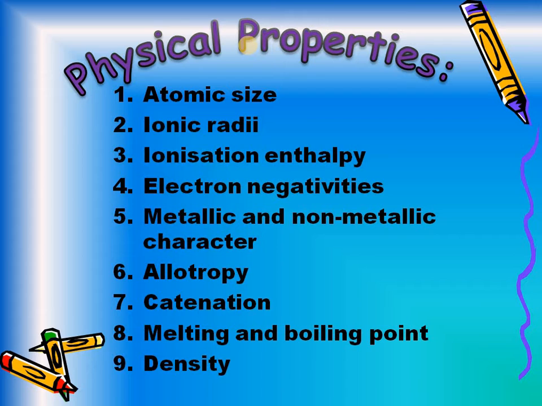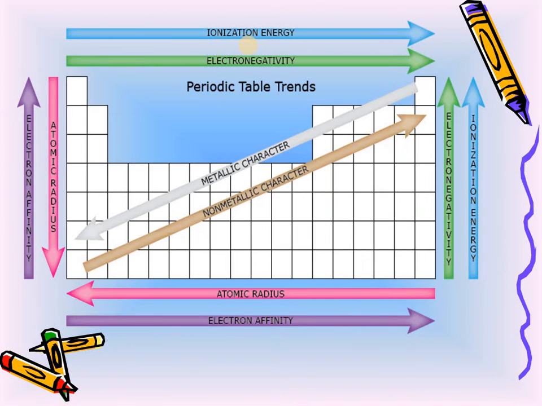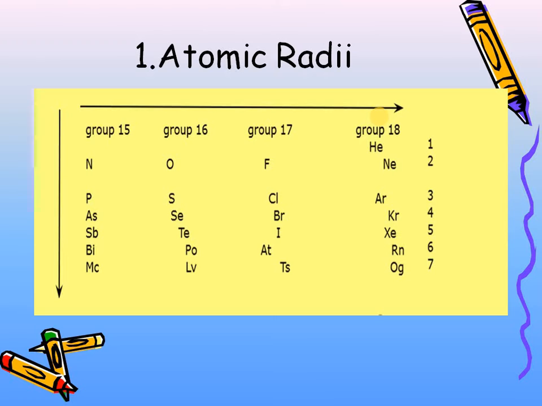Here I am going to discuss the atomic size, ionic radii, ionization enthalpy, electronegativity, metallic and non-metallic character, allotropy, catenation, melting and boiling point, and density. This is the scenario in the whole periodic table, but today I will discuss only group 15, and how its properties vary compared with group 14, group 16, 17 and so on. The first property is atomic radii.